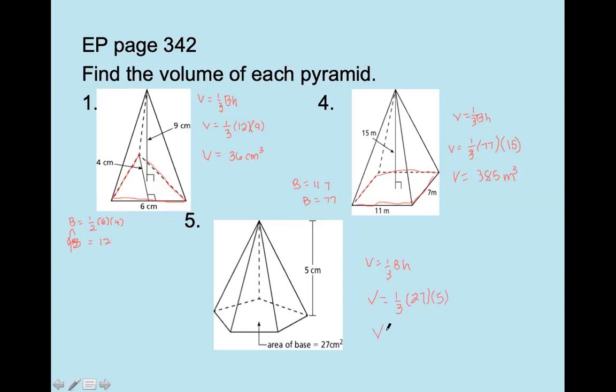So the volume is 1/3 of 27, which is 9, multiply 9 times 5. And this time I get that the volume is equal to 45 cubic centimeters. And that's a 4, by the way. My 4 isn't looking too 4-ish. I'll rewrite it over here. 45 centimeters cubed. Okay. All right, let's look at the next example.